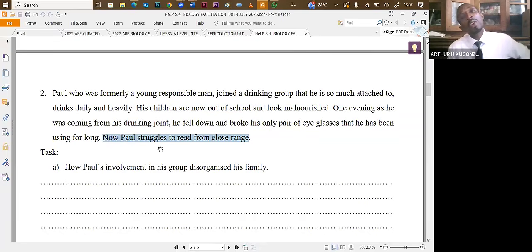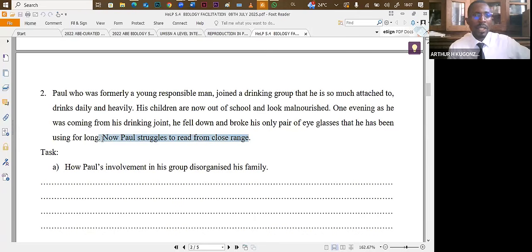Another ask, explain why Paul is now unable to read? First I ask myself, is Paul short-sighted or long-sighted? Is he short-sighted or long-sighted? If they say a person has been using glasses for long, it means that now he's dependent on eyeglasses. And they're saying, but now, without them, he struggles to read from close range. He struggles to read from close range.